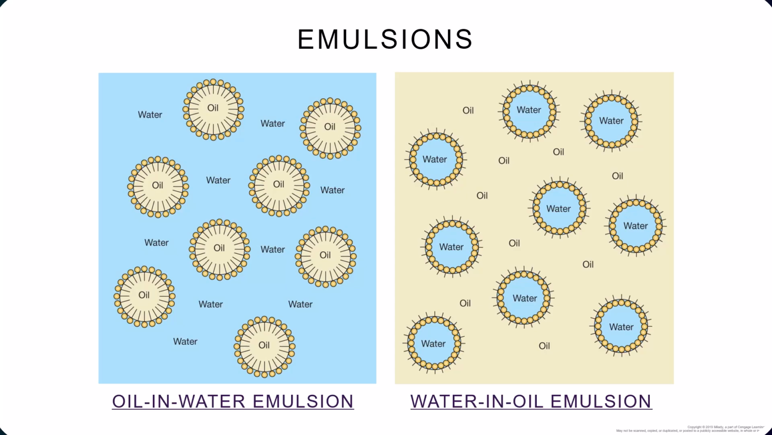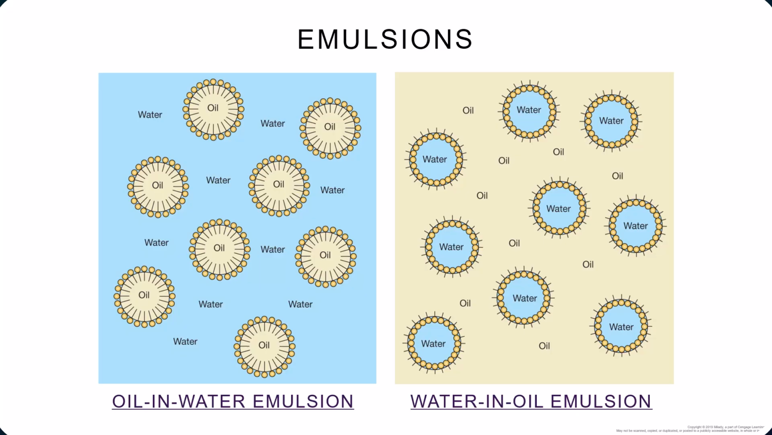Water in oil emulsions have water droplets that are emulsified into the oil. So the droplets of water are surrounded by surfactants, again, with the hydrophilic heads pointing in towards the water and the lipophilic tails pointing outwards towards the oil.